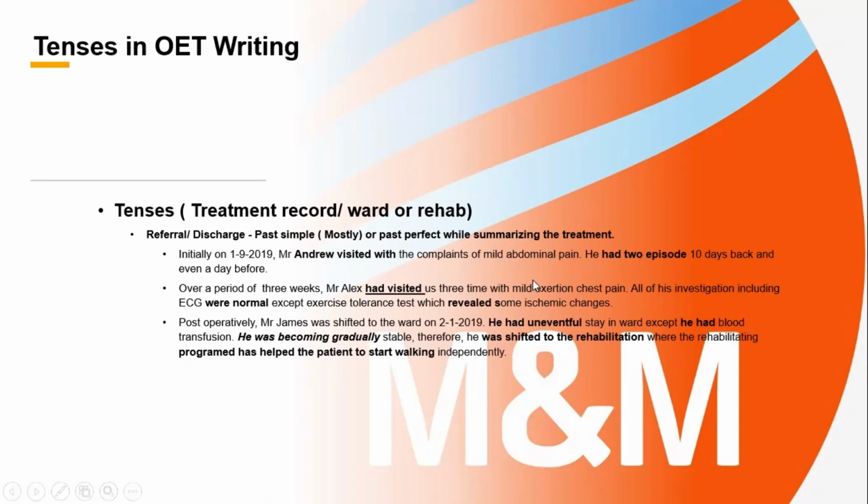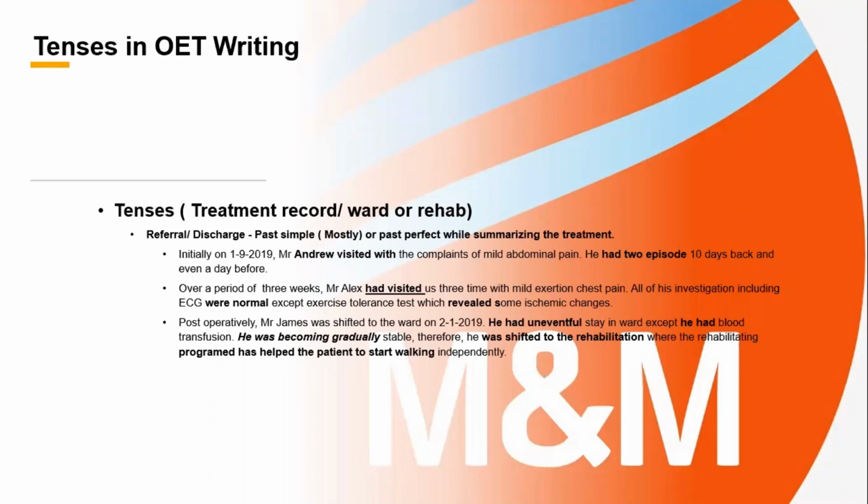So we can use, let's say, Mr. Andrew visited with complaints of mild abdominal pain. He had 2 episodes. Similarly, if there is a progression of disease or the repetition of the event, you can write it down. Maybe over a period of 3 weeks, Mr. Alex had visited us 3 times with mild exertional chest pain.